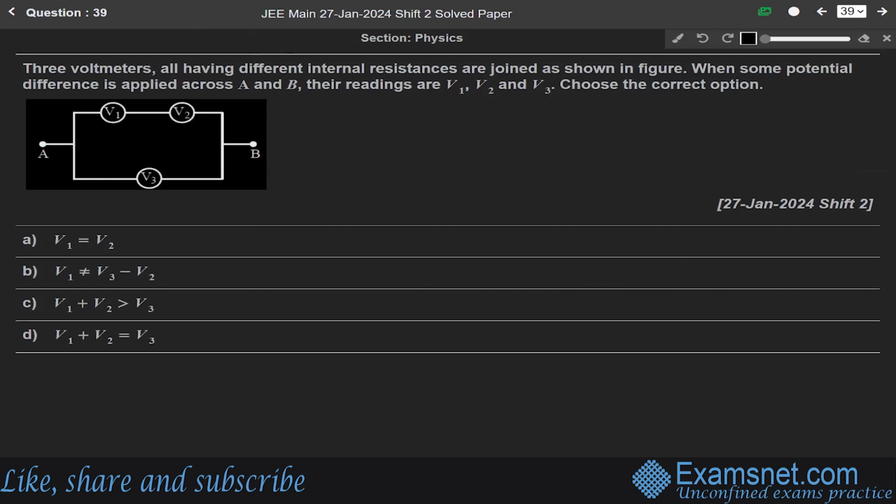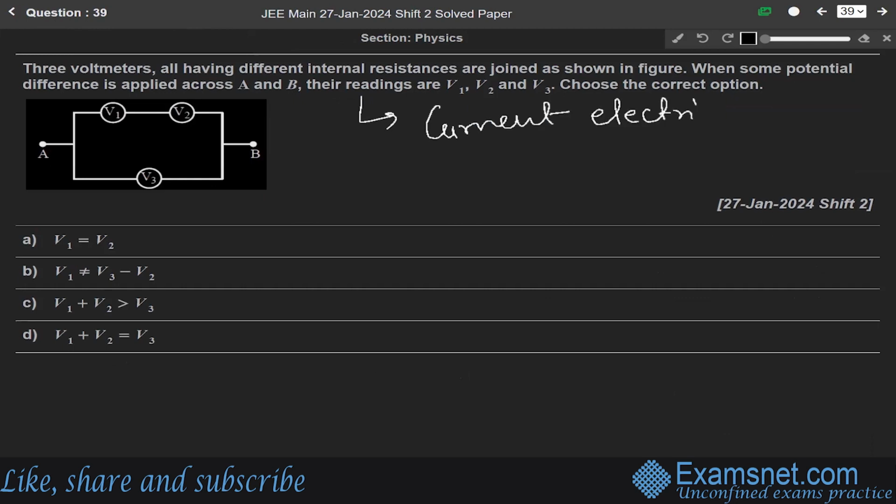They are joined as shown in the figure. When some potential difference is applied across A and B, their readings are V1, V2 and V3. Choose the correct option. So from this, we know that this is from the chapter of current electricity.